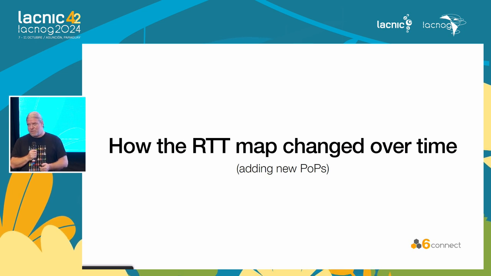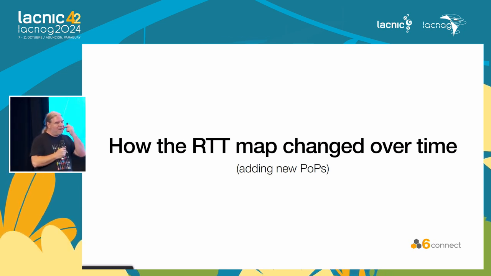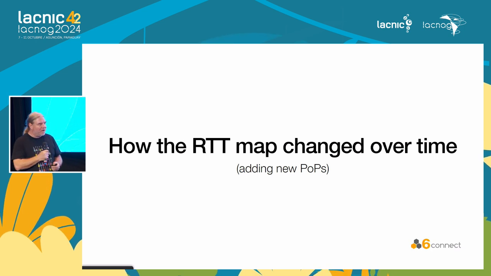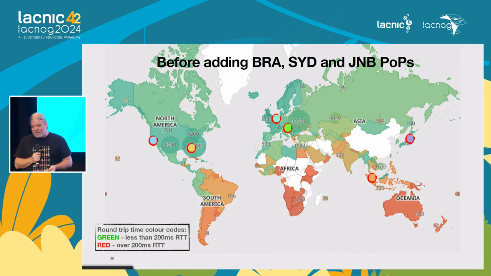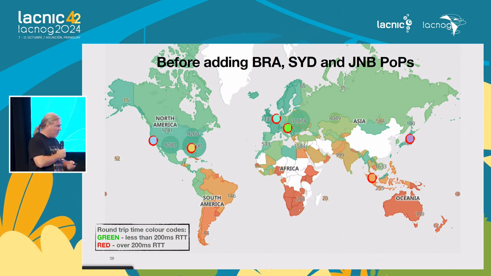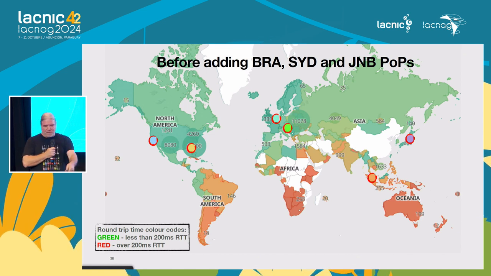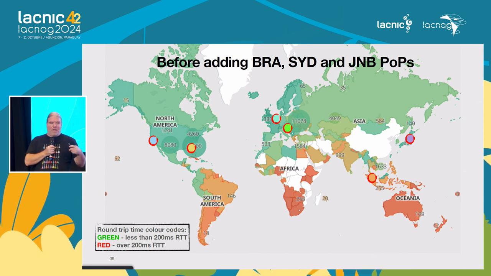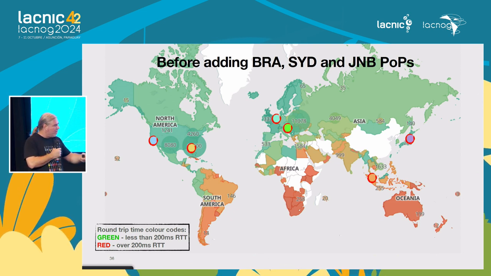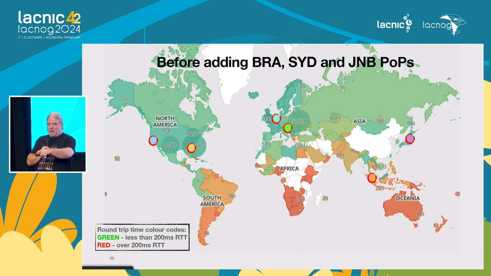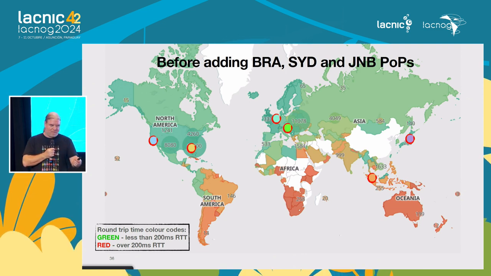How the RTT map changed over time. I told you, this measurement thing that Remco and the company built is fantastic. So we added a couple of nodes, and then we looked at the round trip times in the world, because we have data. And we figured out that we completely neglected the southern part of the world. As you can see, the bottom half is basically red. And this is the picture that you need when you start thinking about where to put another pop, right? So how do we turn red parts into green parts?